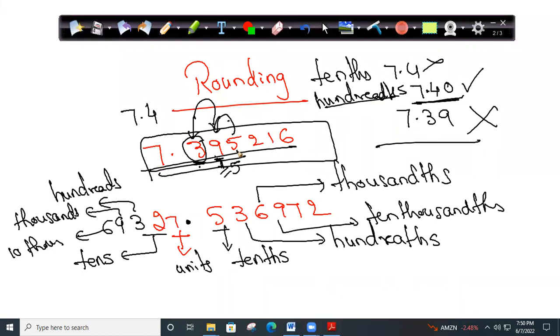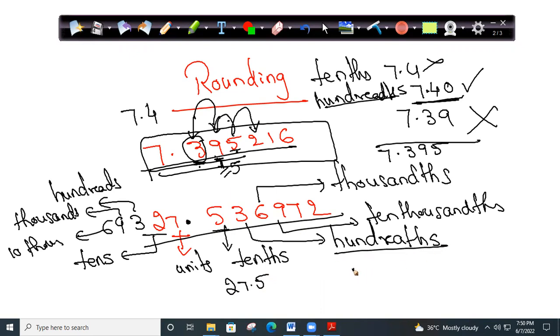If I need to round off to the nearest thousandths, the answer is 7.395, because the number after 5 is 2, which is less than 5. So my answer should be 7.395. Now look into this number. If I need to round off to the nearest tenths, it is 27.5. To the nearest hundredths, it is 27.54. To the nearest thousandths, it is 27.537.